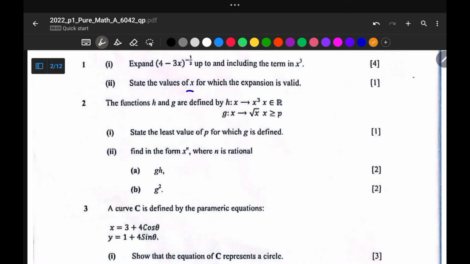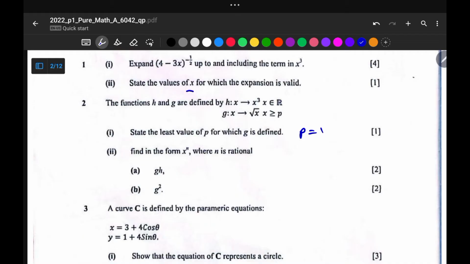So given that g of x is equal to square root of x, for this function g of x to be defined, the value of x must be greater than or equal to 0, because we don't have a square root of a negative number. So the value of p is equal to 0.